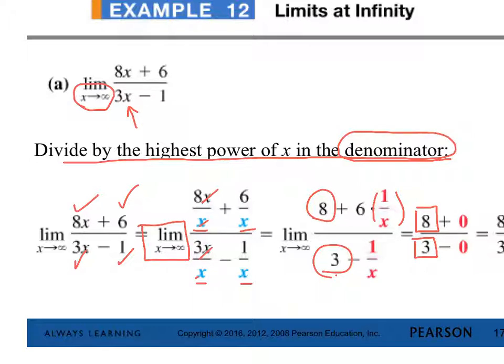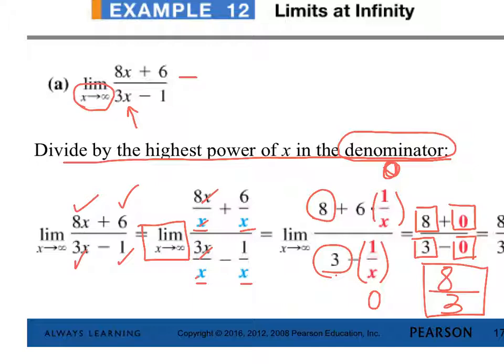But by the rule we just looked at, the quantity 1 over x, as x approaches infinity, approaches 0. And 6 times 0 is 0. Same thing with 1 over x in the denominator. As x increases without bound, 1 over x approaches 0. And so 8 plus 0 is 8, and 3 minus 0 is 3, and that is the limit of this function, 8/3.